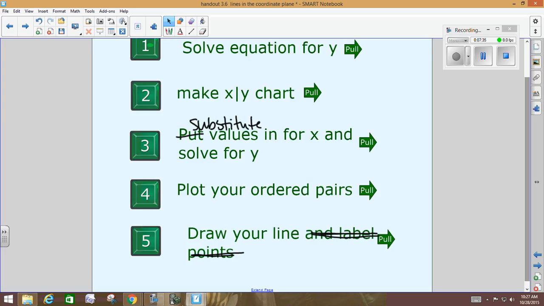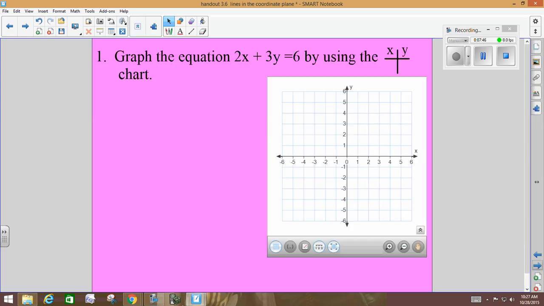It might look more complicated right now than it really is. Okay, try and continue to write small, because under number 1, part A, we're going to do the chart, and you have to make your own plane. So try not to get underneath of B when you're doing this. Try and split your paper in half there. So we're going to graph the equation 2x plus 3y equals 6 by using an XY chart.